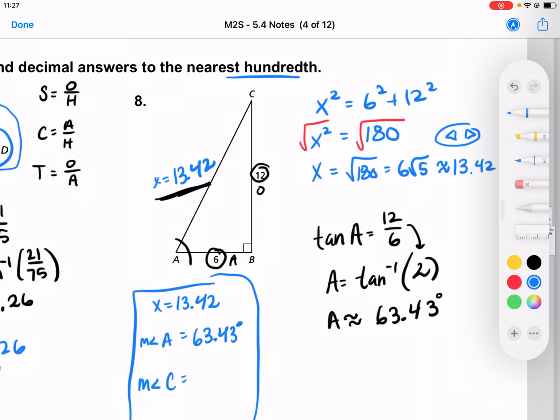Just to give you an idea, if I had done it the sine way, which honestly is really okay, if I had used the decimal, you would have had 63.41 instead. So it throws it off just slightly. It's not that big of a deal.